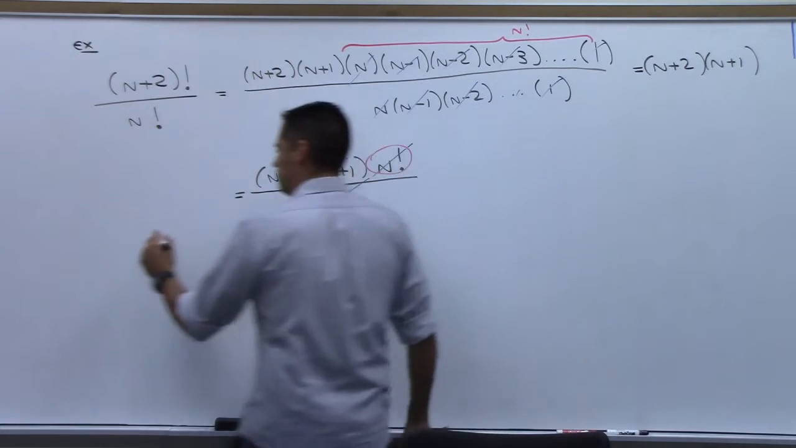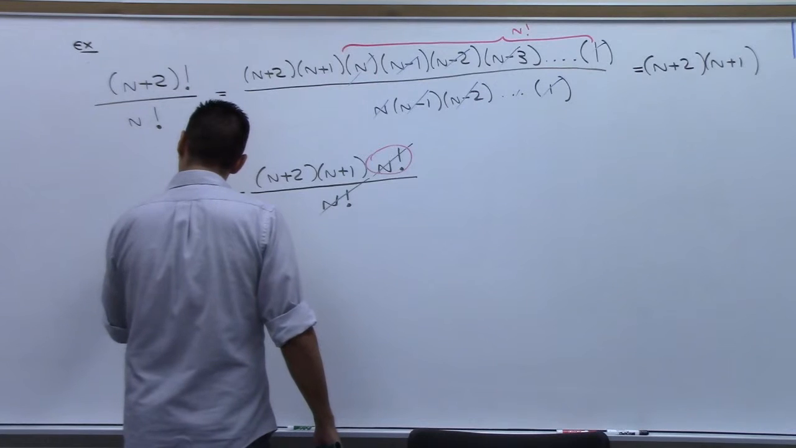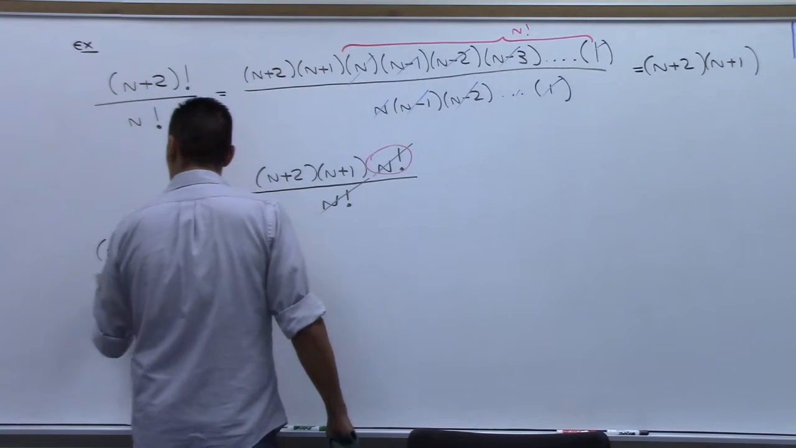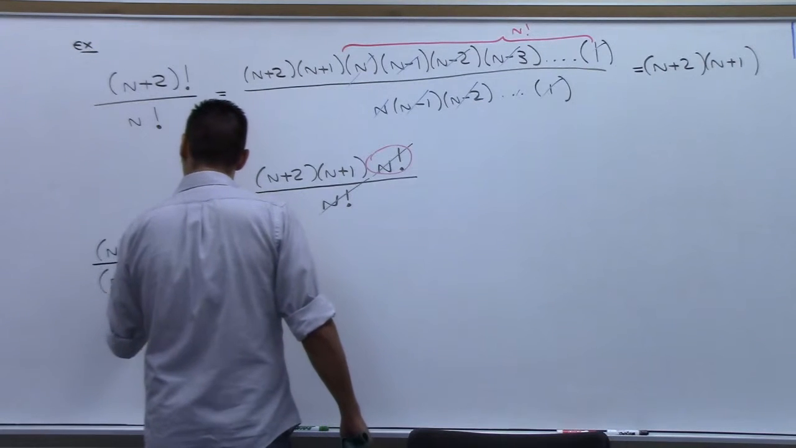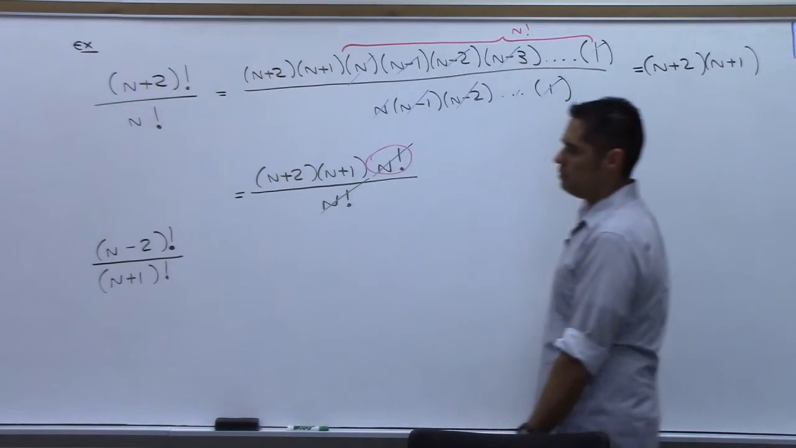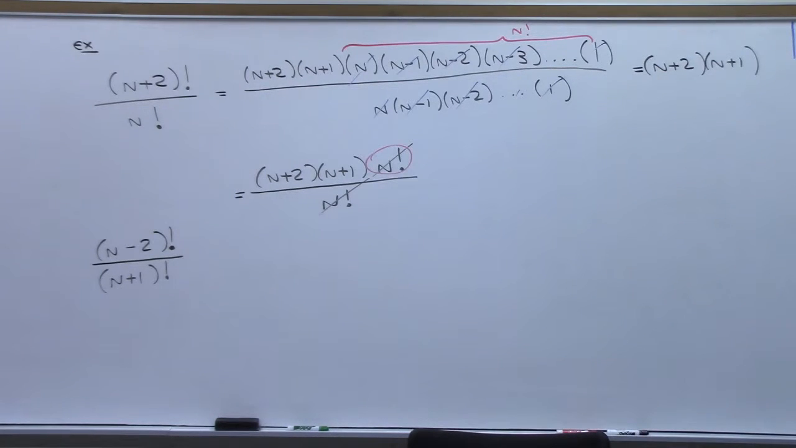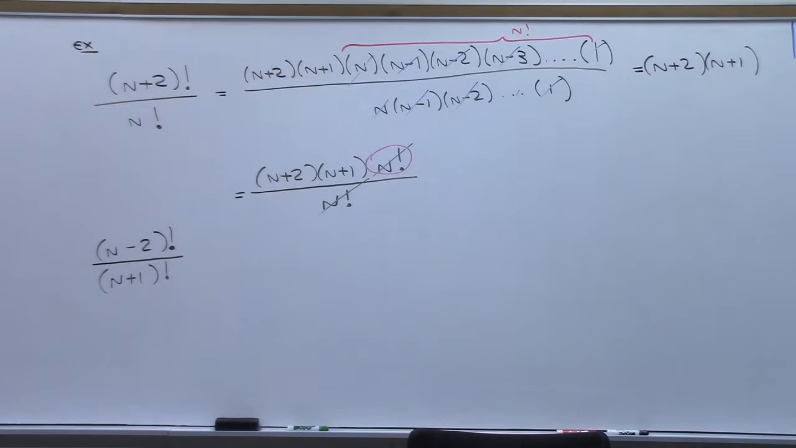What about n minus 2 factorial over n plus 1 factorial? Maybe n minus 2, n minus 1, n. I want you to think about it. N plus 1 and n minus 1 and n minus 2 factorial. Wait, say again?